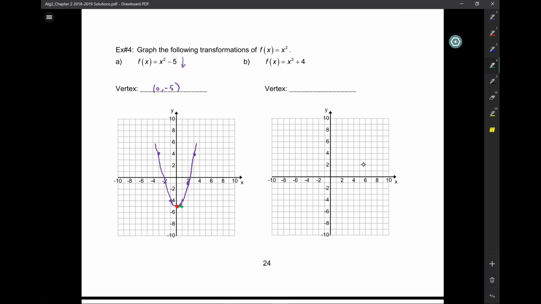So let's do this next one. X squared plus 4. Oh, whoops, I kind of jumped the gun on that one.